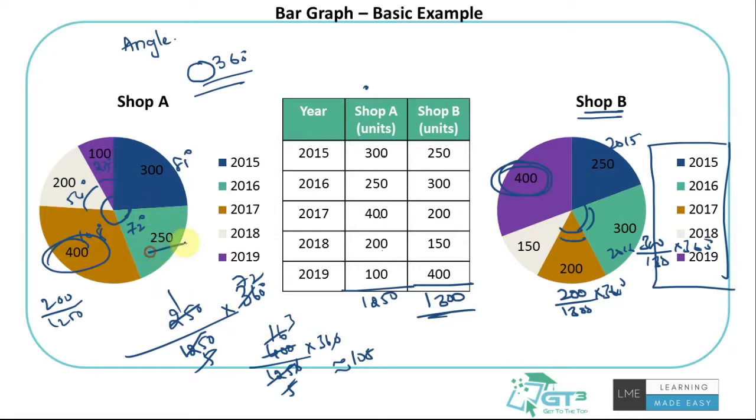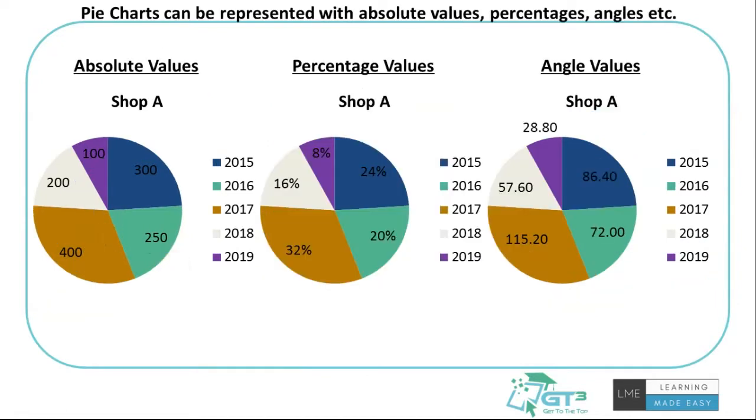Sometimes I might not see the absolute values; I might see the angles or percentages. Let's look at this in the next slide. Pie charts can be represented by the absolute values, the percentages, or the angles. If you see the same piece of information, shop A in 2015 sold 300, 250, 400, 200, and 100. These are the actual values sold in units.